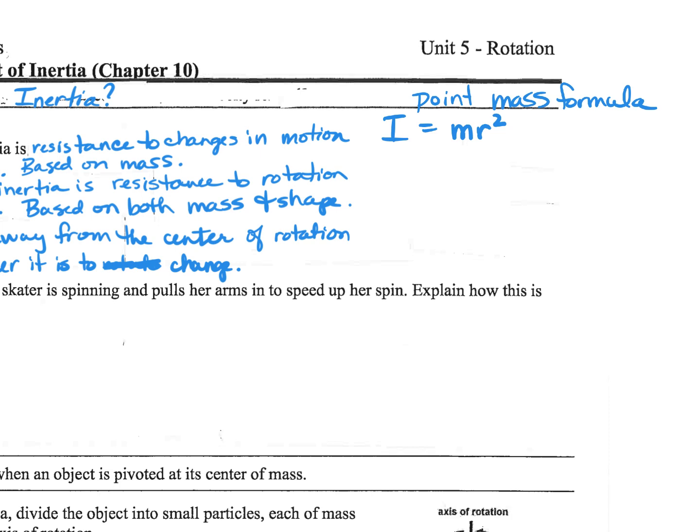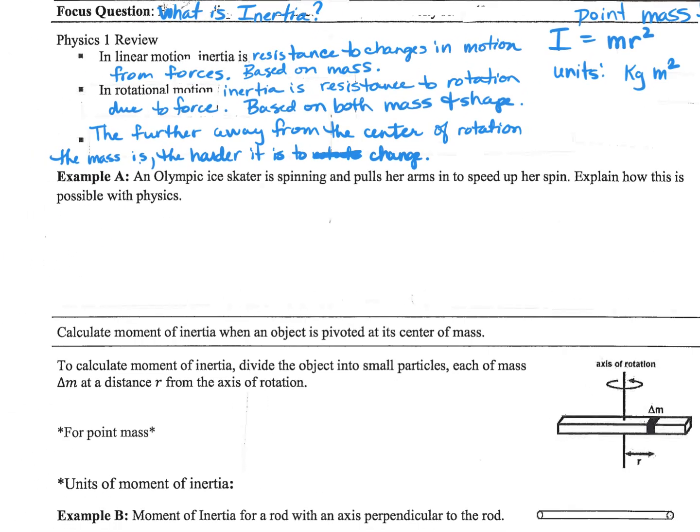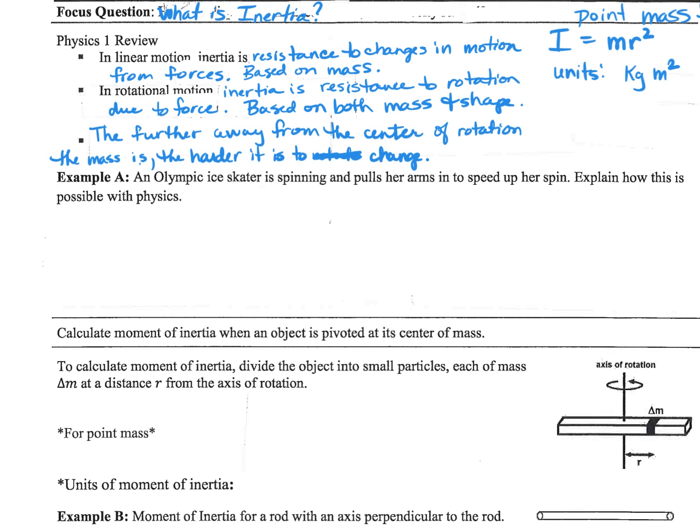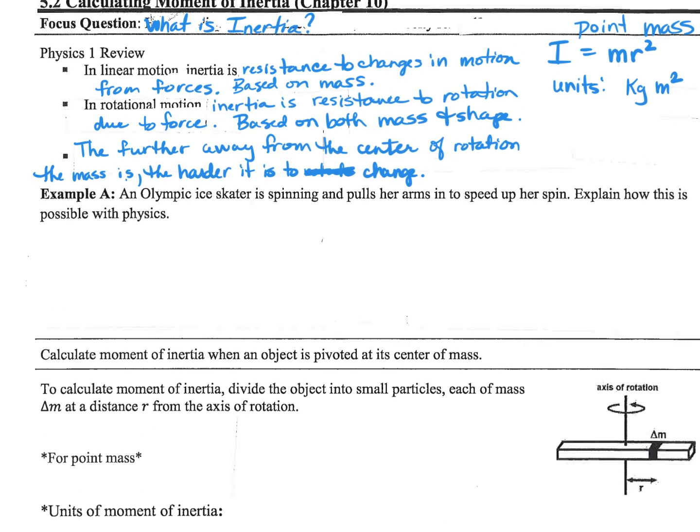So what are the units? Kilogram meter squared. Yeah, kilogram meters squared. So I want you to think about how this explains what happens when we have something rotate, when we have inertia.